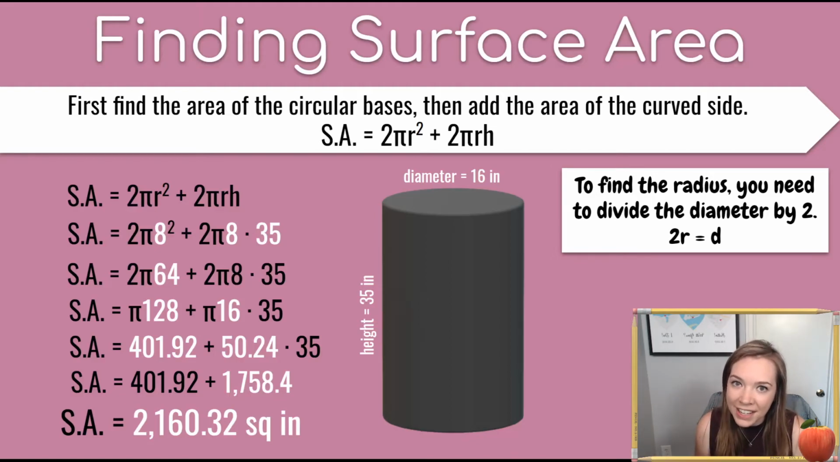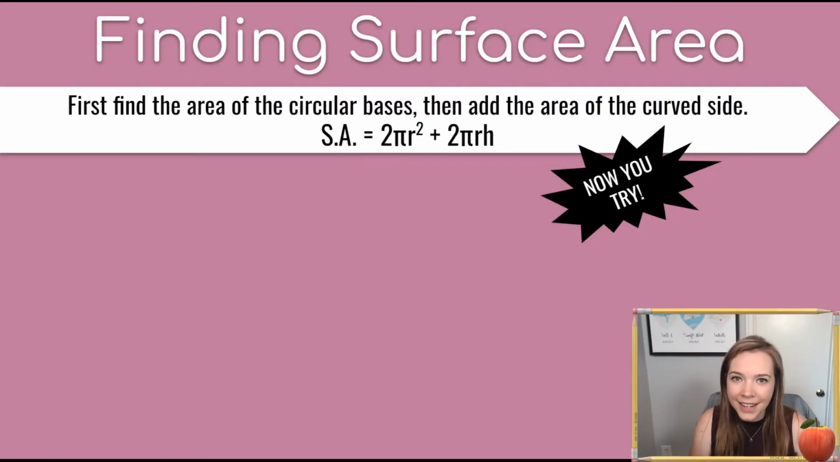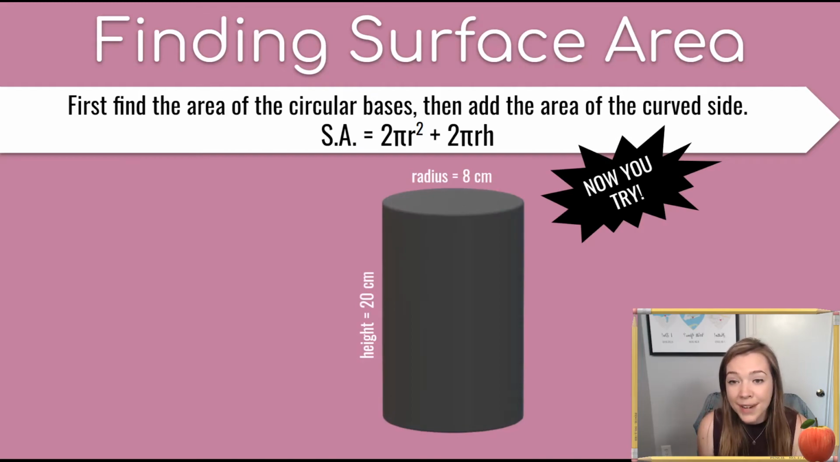All right, and now I've got a couple for you to try. These are very long formulas, so I do encourage you to pause the video and write down the formulas before you get started so you can replace that information. But if you get stuck, as always, I'm going to walk you through it at the end. All right, so here's your first now you try it problem. We have a cylinder with a radius of 8 centimeters and a height of 20 centimeters. Go ahead and pause the video and try to find the surface area of this cylinder for yourself.